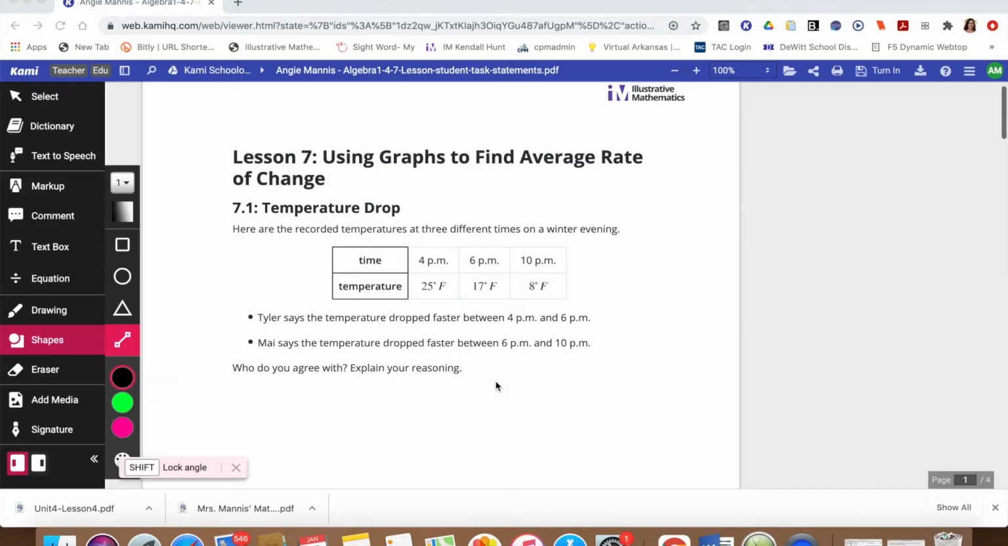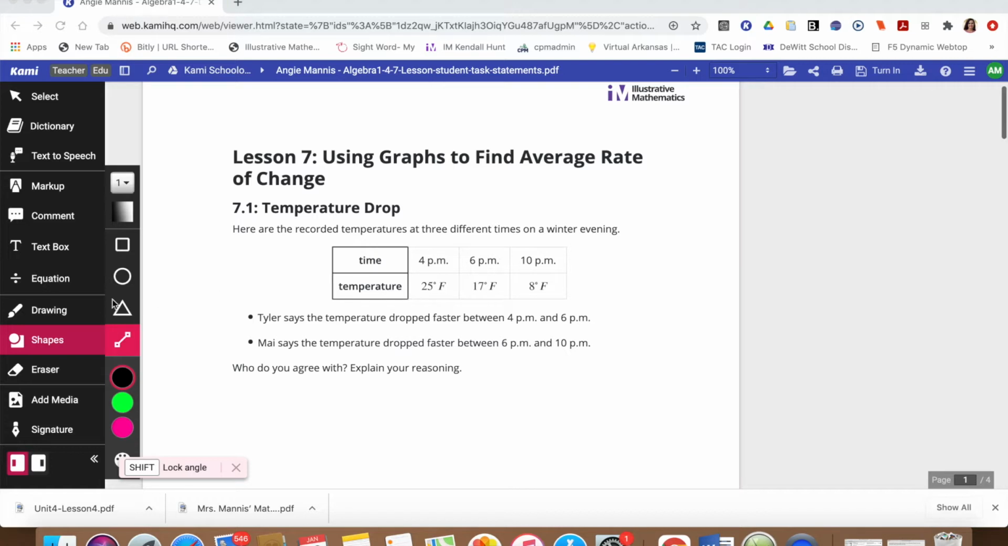Okay, this is Unit 4, Lesson 7, using graphs to find average rate of change. So we have 7.1, temperature drop. Here are the recorded temperatures at 3 different times on a winter evening. Tyler says the temperature dropped faster between 4 p.m. and 6 p.m. Maya says the temperature dropped faster between 6 p.m. and 10 p.m. Who do you agree with? And then you will explain your reasoning.